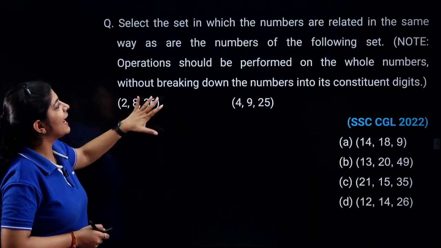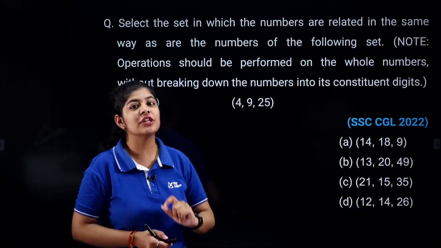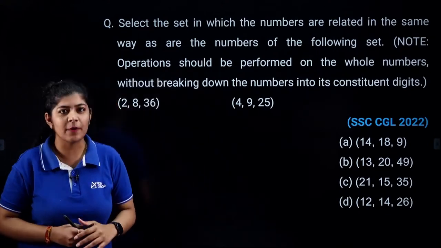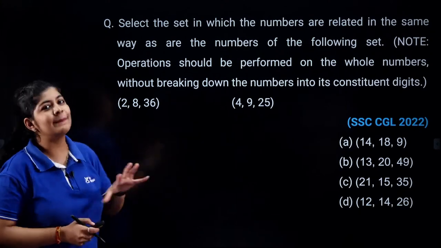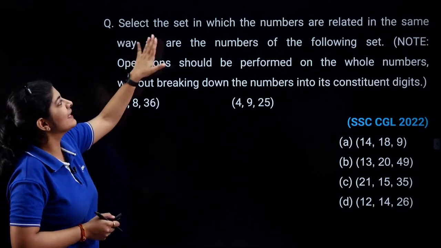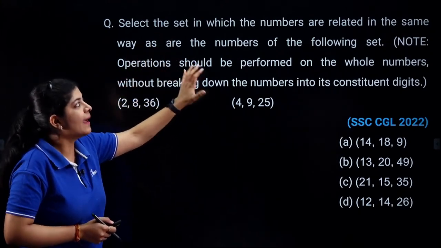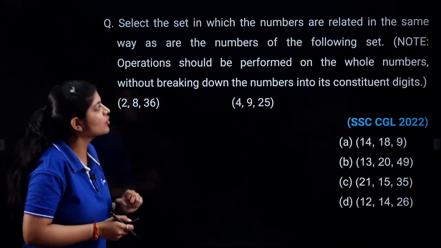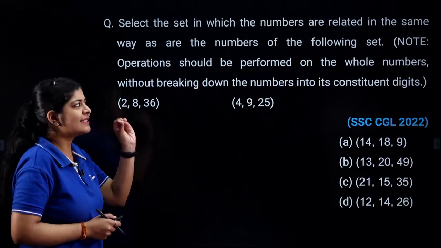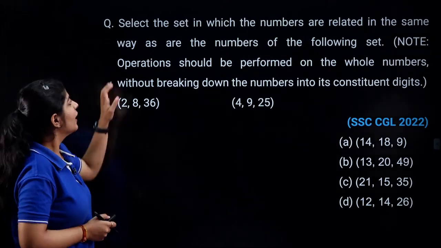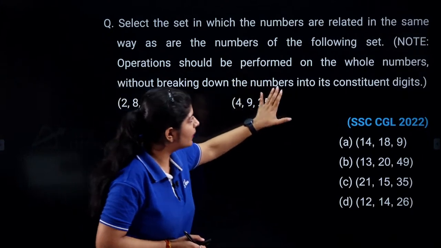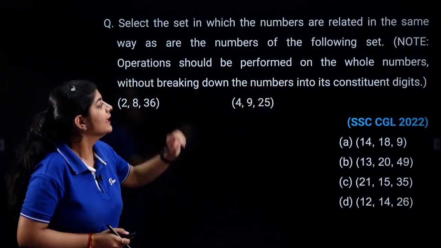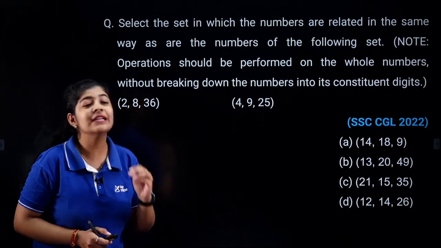As you can see, this question is from SSC CGL 2022. What do we need to do in this type of question? The question simply says: select a set in which the numbers are related in the same way as the numbers of the following set. A note is also given: operation should be performed on the whole numbers without breaking down the numbers into the constituent digits.